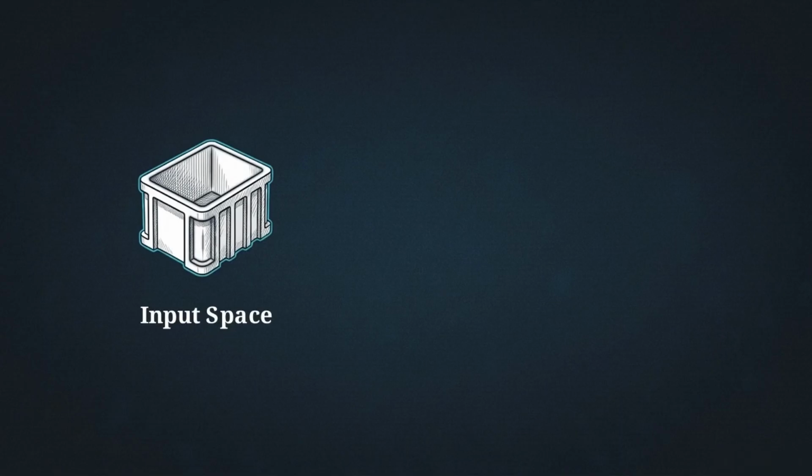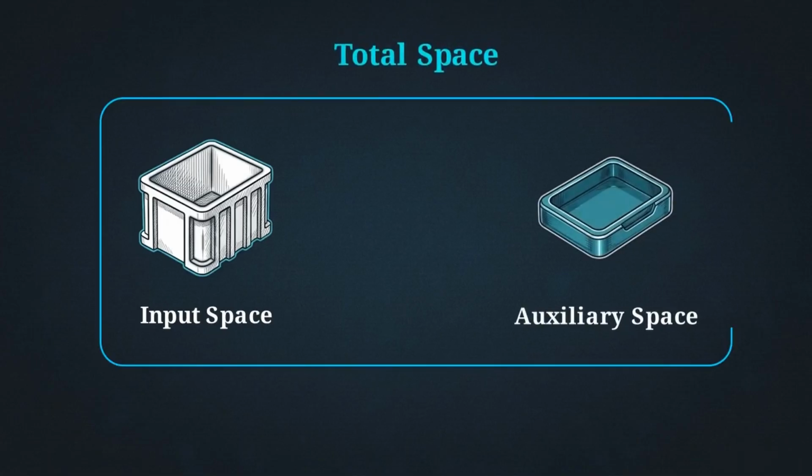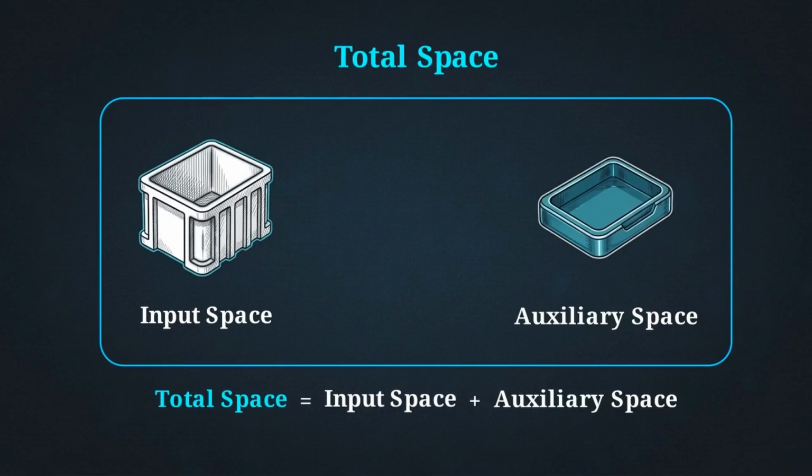To accurately track that memory, we separate the raw data you feed into the algorithm from the extra scratchpad memory the algorithm needs to do its calculations. That extra scratchpad is called auxiliary space. Total space combines input space and auxiliary space.